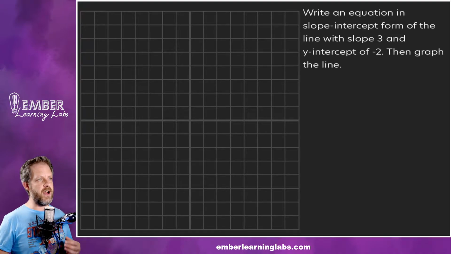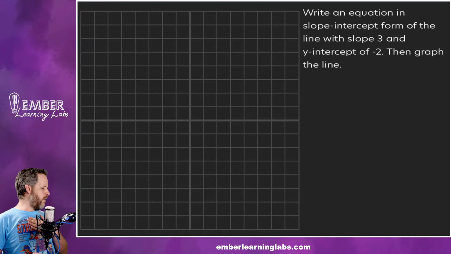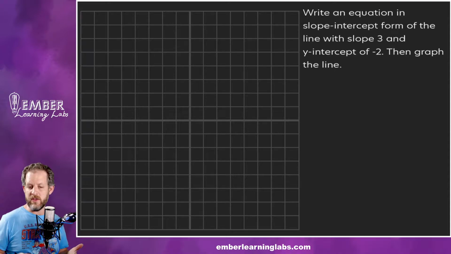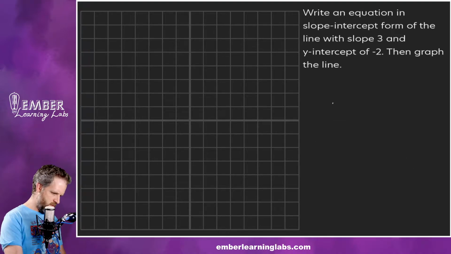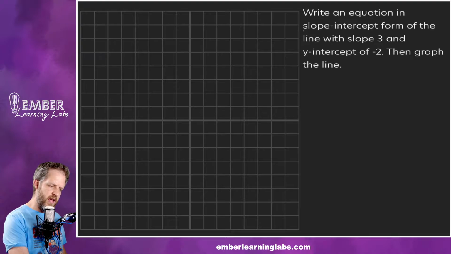So our first problem is: write an equation in slope-intercept form of the line with slope 3 and y-intercept of -2, then graph the line. So the first thing we need to remember is, what is slope-intercept form? What does that mean?